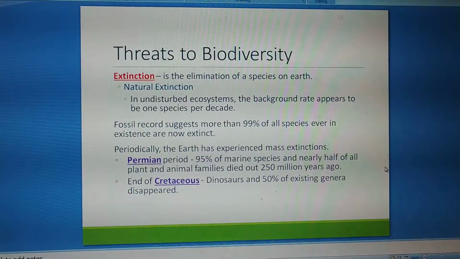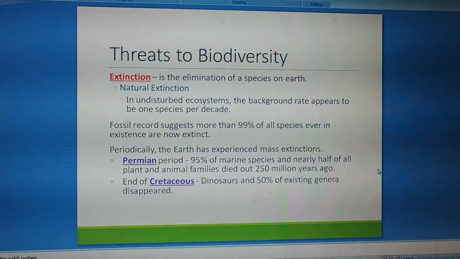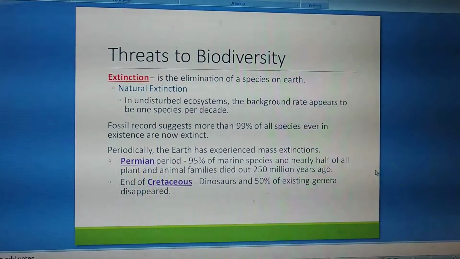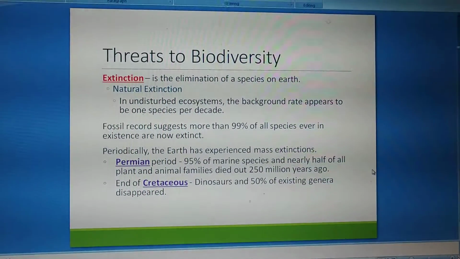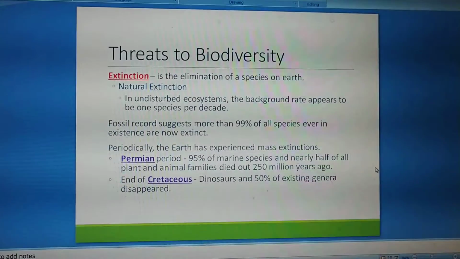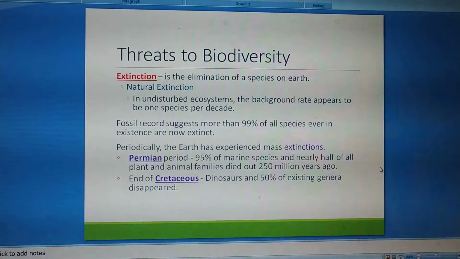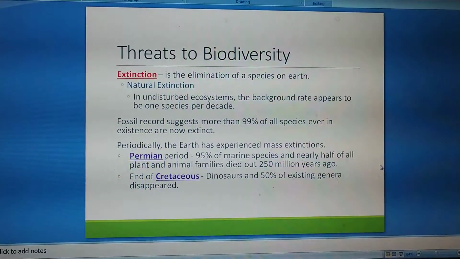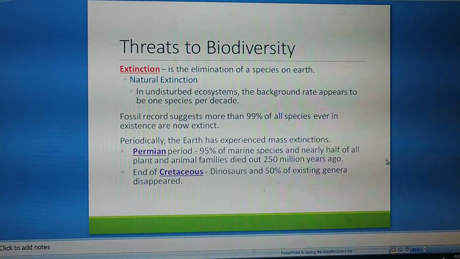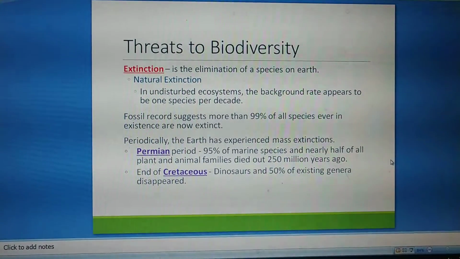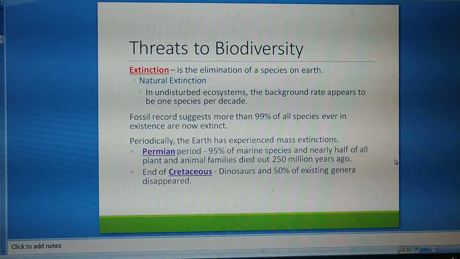Now, extinction is the elimination of a species on the planet. We have natural extinction events. In undisturbed ecosystems, the background rate historically is about one species per decade. Based on the fossil record, more than 99% of all species that ever existed are currently extinct. And periodically, the Earth has experienced mass extinctions. In the Permian period, that extinction event caused 95% of marine species and nearly half of all plant and animal families to die out about 250 million years ago.